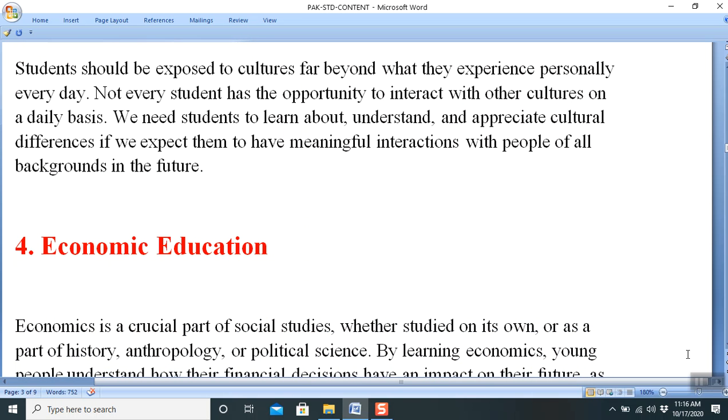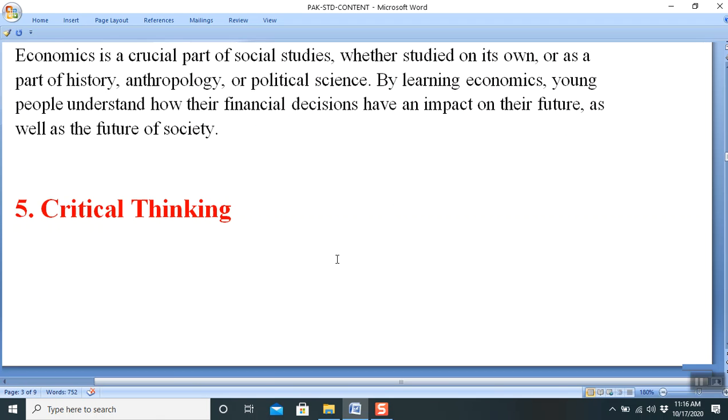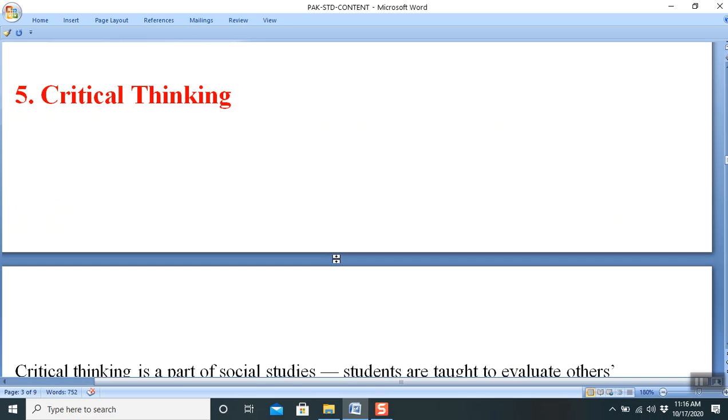Economic education, clear. Social studies provide you economic education, and a person is able to understand production, agriculture, trade, commerce, and industry, and the reasons for levying more and more taxes, clear, and the political systems in government. It provides you critical thinking.